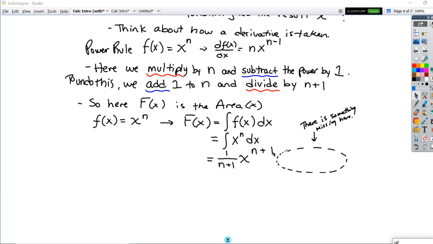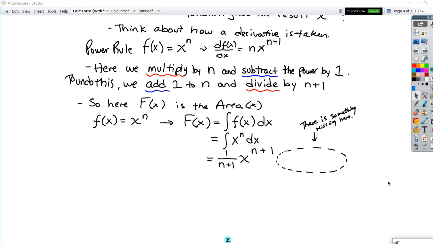We know that this is true because the area under this function is equal to this if and only if I take its derivative to get back the original function. And that's true. If you take the derivative of this, bring the power down, subtract the power by 1, you'll get x to the n. Now, there's one thing that will constantly be monitored by your calculus teacher at this point. There is something missing here.